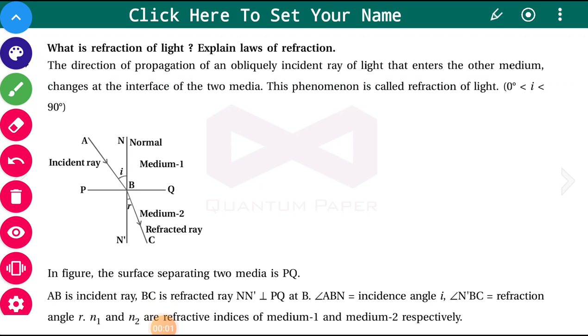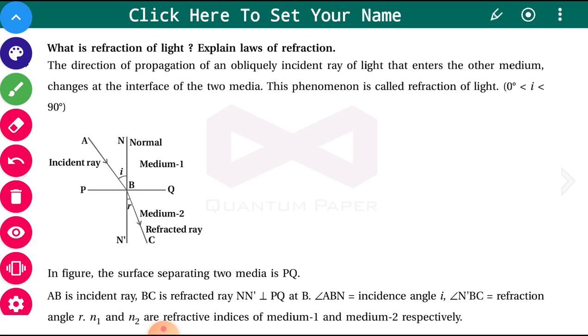After reflection of light, now we shall discuss the refraction of light and the laws of refraction. Now, see the direction of propagation of an obliquely incident ray of light that enters the other medium. Say from one medium to the other medium, if this oblique ray is entering, oblique means the slanted ray, then it changes the direction at the interface of the two media. This phenomenon is nothing but the refraction of light.